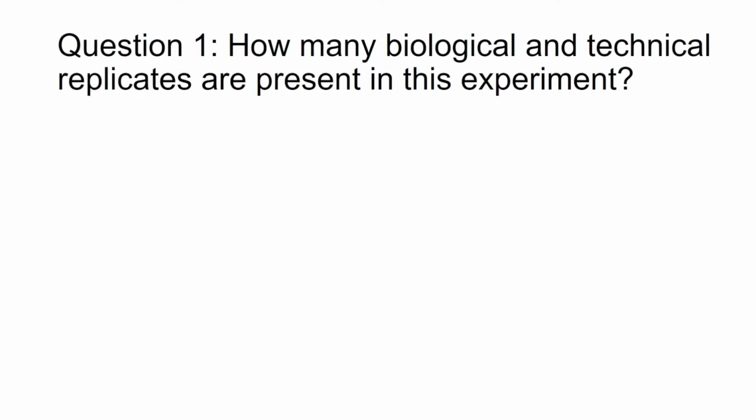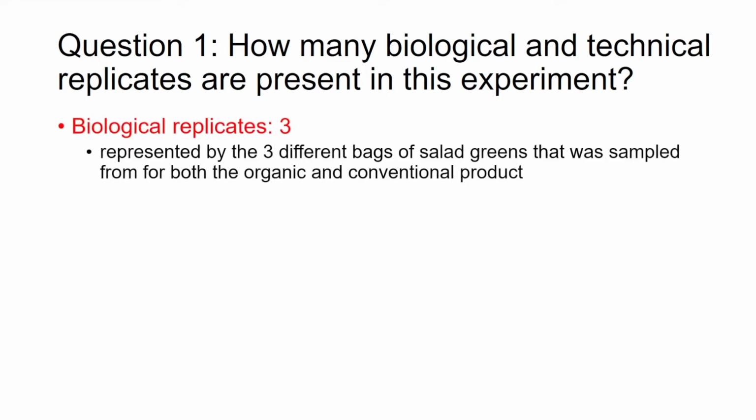The first question asks about the number of biological and technical replicates. Biological replicates involves testing different individual samples and tests for variability between samples. In our case, this is represented by the 3 different individual salad samples.